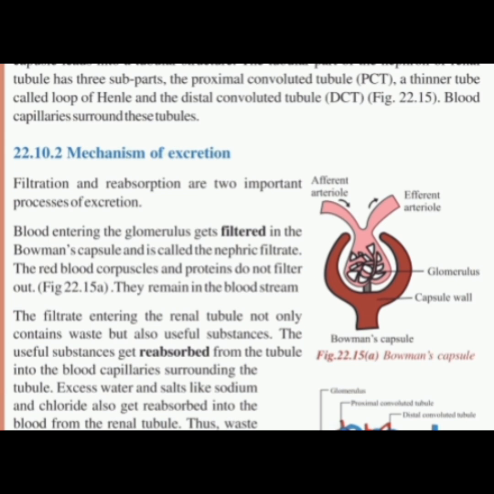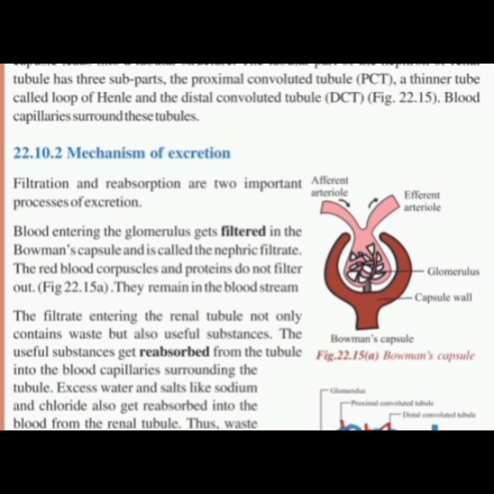22.10.2 Mechanism of excretion. How is excretion happening from our body? Filtration and reabsorption are two important processes of excretion. Blood entering the glomerulus gets filtered, and the Bowman capsule is called the nephric filter. The red blood corpuscles and the proteins do not filter out. They remain in the bloodstream.